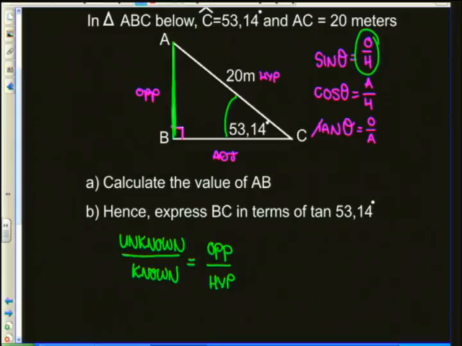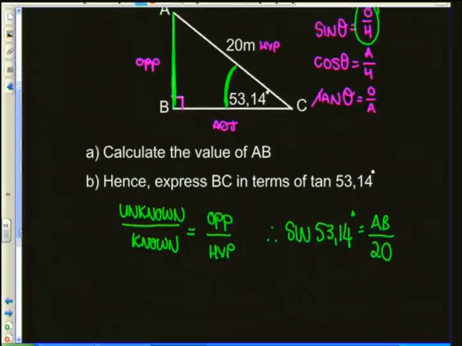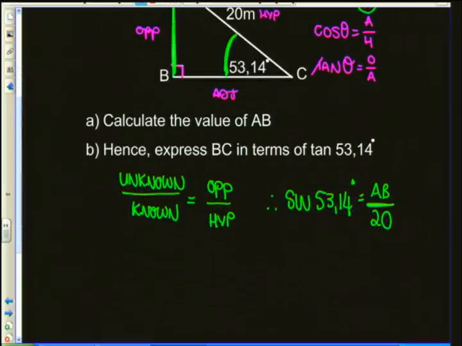So therefore, we can actually say that sine of theta, but now in theta I have the angle. I don't just have theta, I've got 53.14. So sine of 53.14 degrees is equal to the unknown side that we're looking for, that was our AB, over the known side that we've got, which is our 20 meters. Okay, there we go. So now what we have to do is take the 20 meters. Instead of dividing it on the right-hand side, I'm going to multiply it on the left-hand side. And that leaves me with AB.